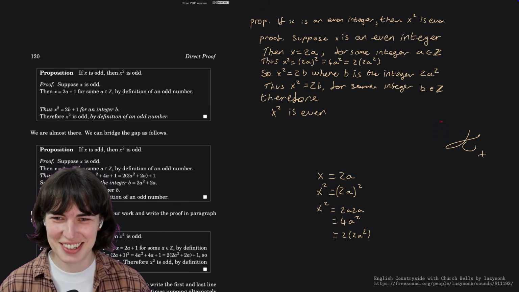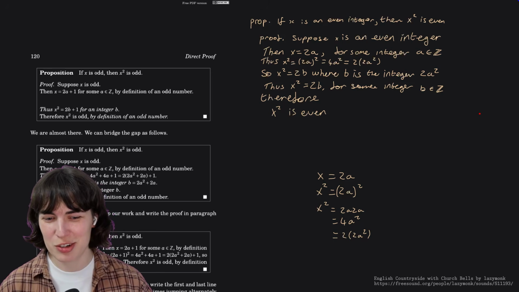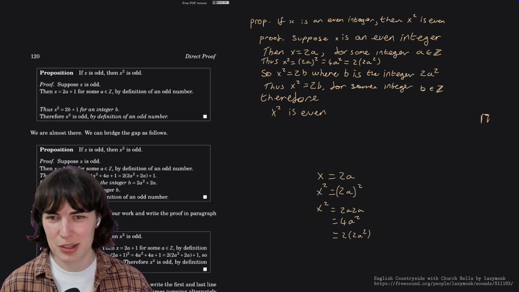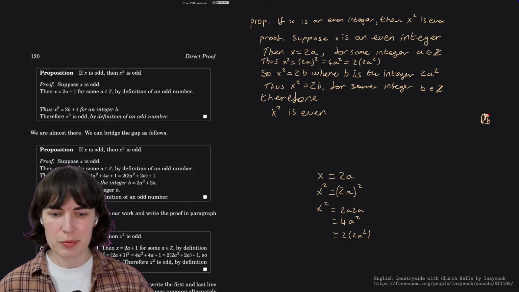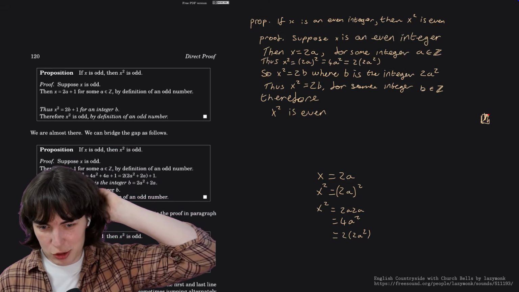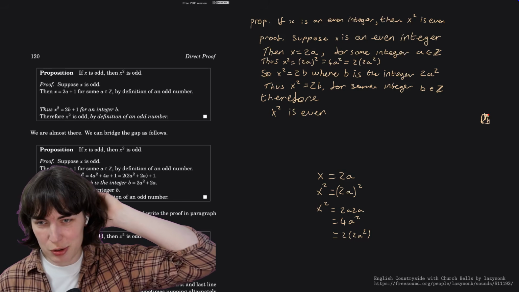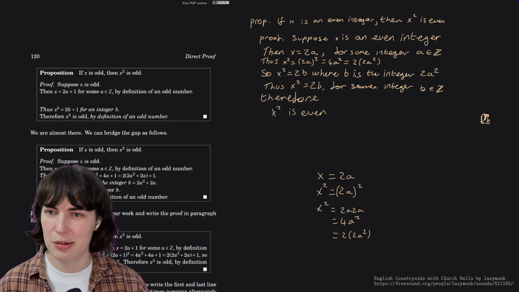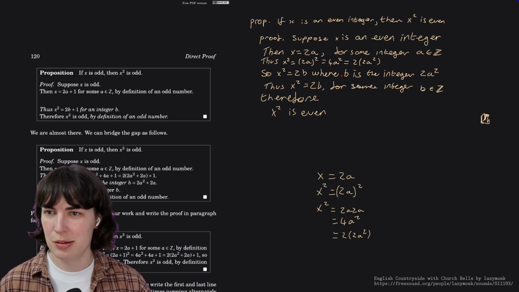Nailed it. That's how you know it's proven, when you see that. X squared equals 2b where b equals 2a squared. Oh yeah.